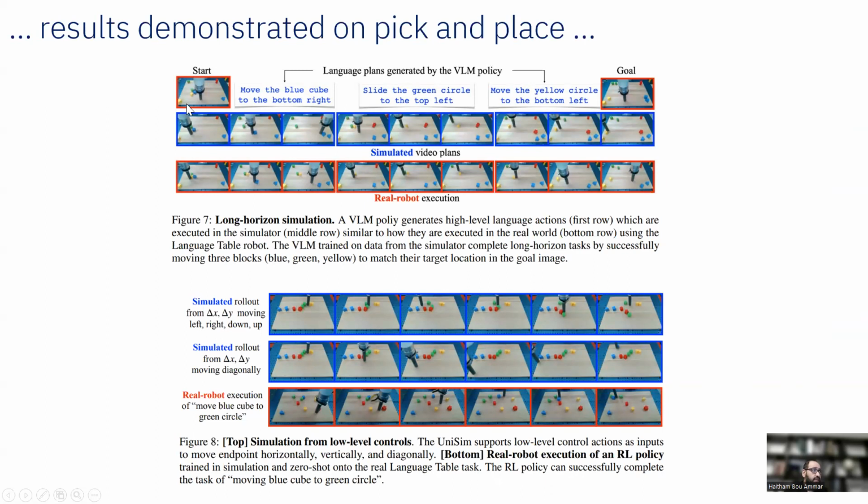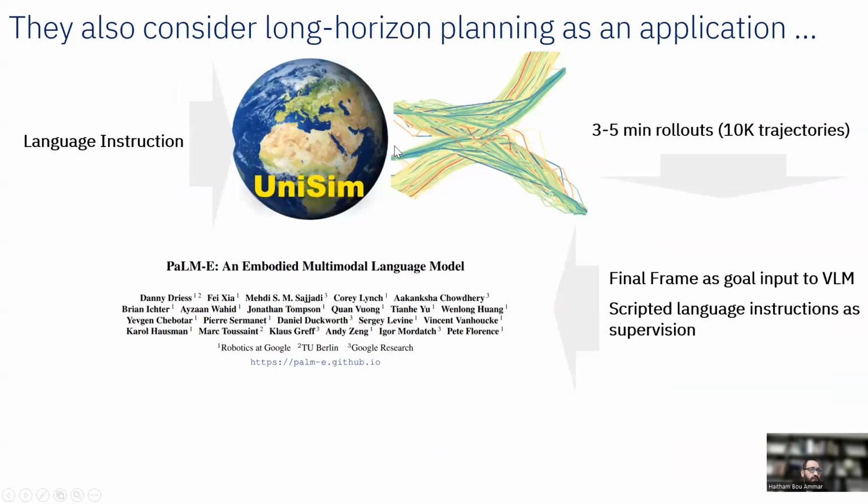So here you see, it'll take a starting frame, it'll take the goal frame, right? And now it could actually generate its own language instructions, so language plans that are generated by the VLM policy. So here you can say, move the blue cube to the bottom right, slide the green circle to the top left, and move the yellow circle to the bottom left. So you start here, and your goal is to reach here, and then you have collected data from your Unisim and trained a visual language model policy, a VLM, which I think was PaLM-E in the paper.